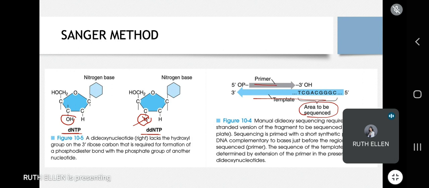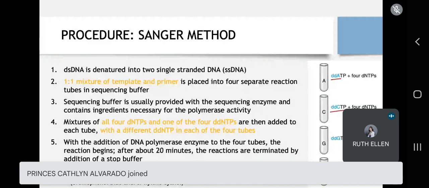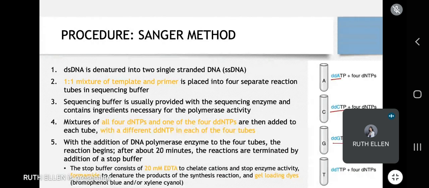We have our primer. So, syempre, mag-initiate siya ng synthesis. We have the DNA polymerase. And then, magbabind yung mga dNTPs natin. Okay? But for example, meron tayong ddNTP. In this case, ang ddNTP natin is ddATP. Okay? Just like our dNTPs kasi class, our ddNTPs, meron din tayong 4 kinds: our ddATP for adenine, ddCTP for cytosine, ddGTP for guanine, and ddTTP for thymine.